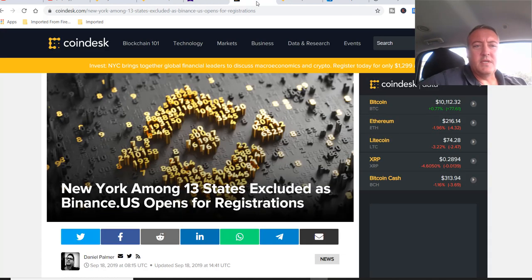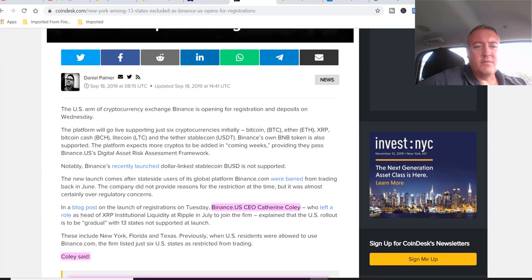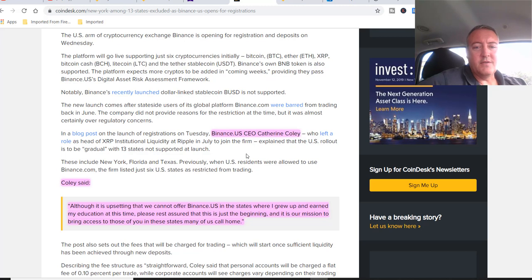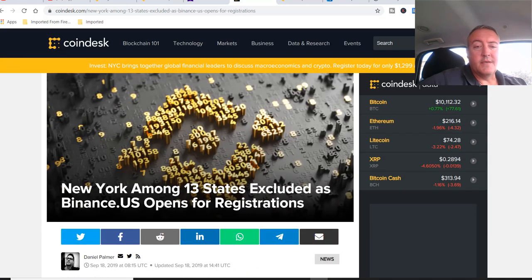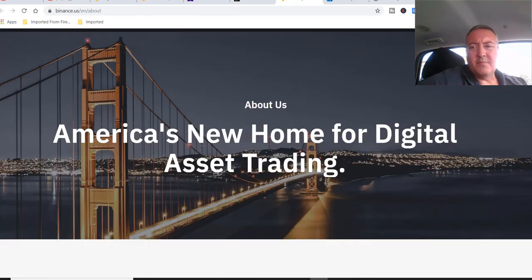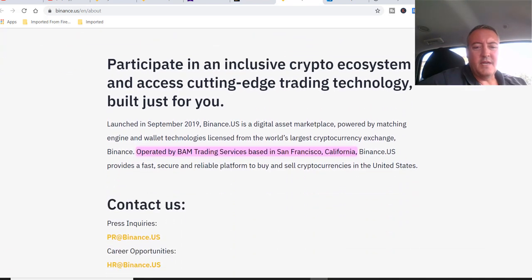And let's go over to the CoinDesk article, and we can scroll down right here. This is from the Binance US CEO, Catherine Coley: "Although it is upsetting that we cannot offer Binance US to the states where I grew up and earned my education at this time, please rest assured that this is just a beginning. And it is our mission to bring access to those of you in these states many of us call home." So I guess in due time they will open us up to the states that are banned at the moment. I'm guessing they're trying to get regulatory approval through those different states and their own little commissions within those states. Who knows?